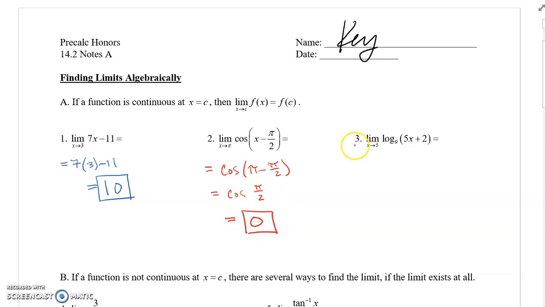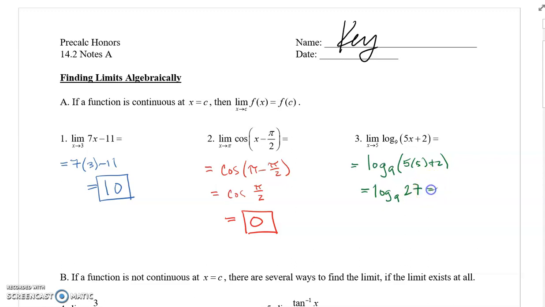All right, and then finally number 3, the limit as x approaches 5 of the log base 9 of 5x plus 2. Just want to review some log stuff here. Log functions, although there is a domain restriction, as long as our x value is in the domain, are continuous. So that's the log base 9 of 5 times 5 plus 2. And so my answer is the log base 9 of 27. And really, that's the answer. But hey, do you remember what that is? What is the log base 9 of 27?